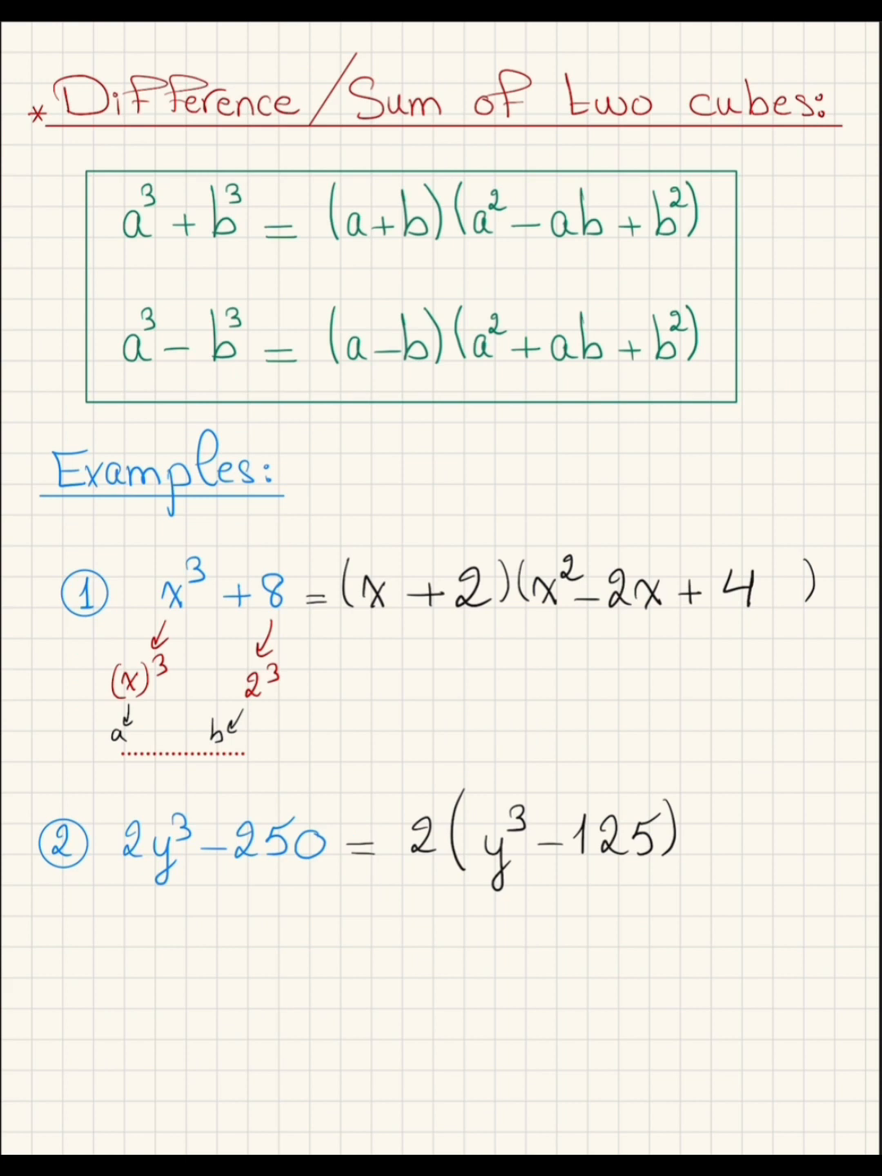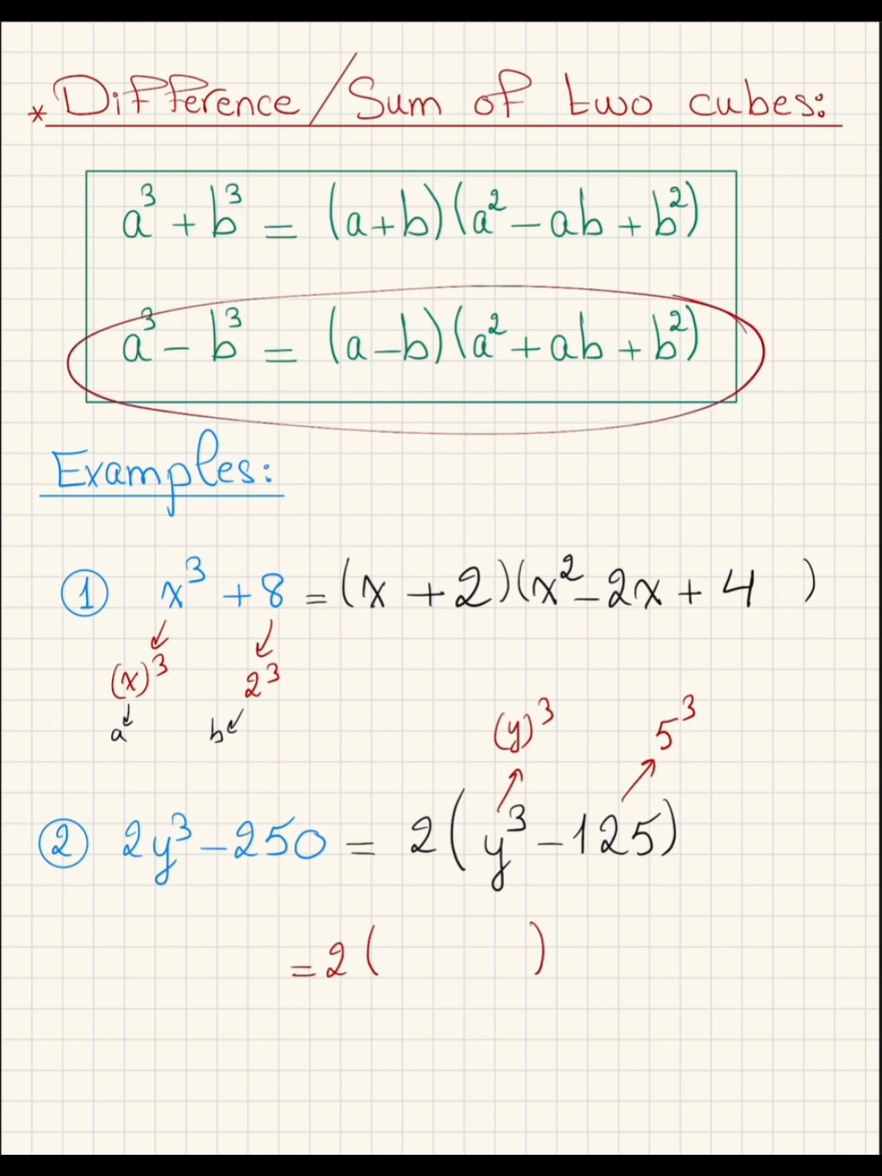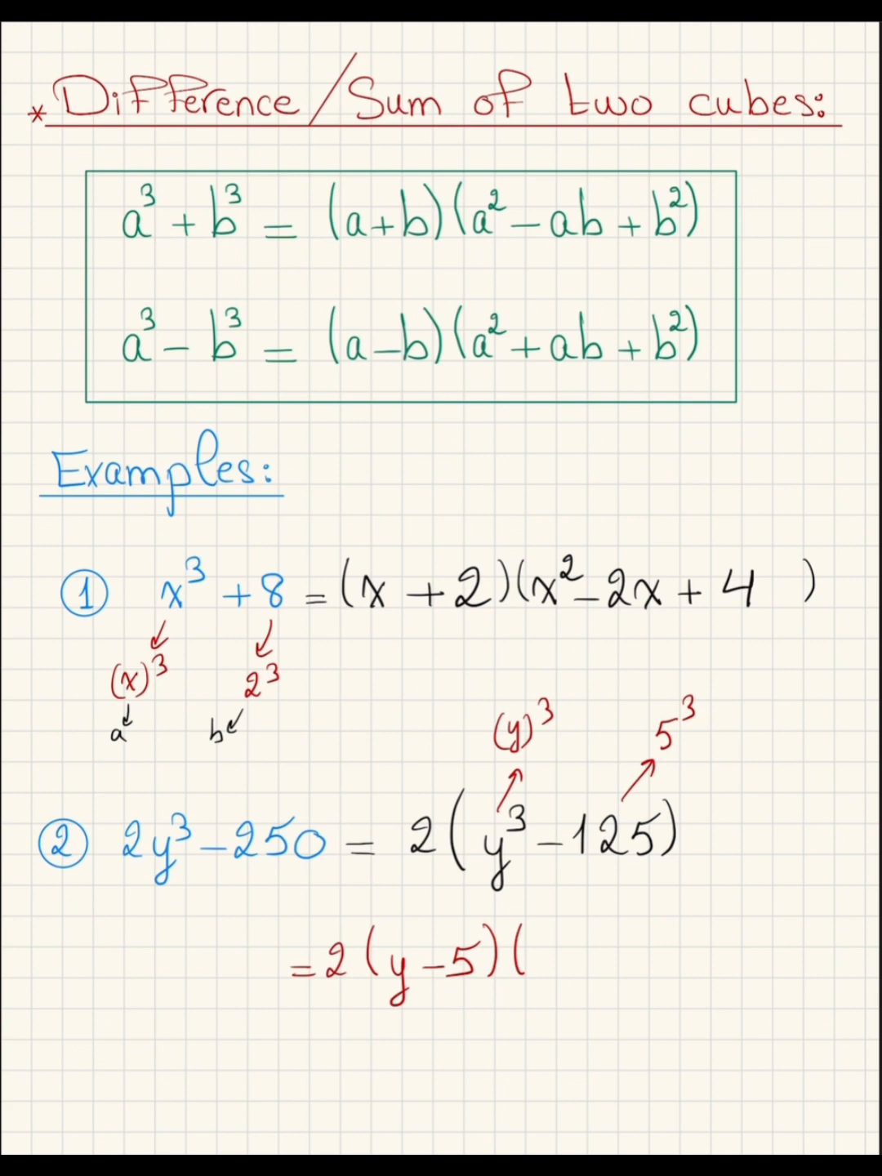And now it is a difference of two cubes, where a is y and b is 5. So it is 2 times, we have to apply this formula, a minus b multiplied by a squared plus ab, that is 5y, plus b squared, that is 25.